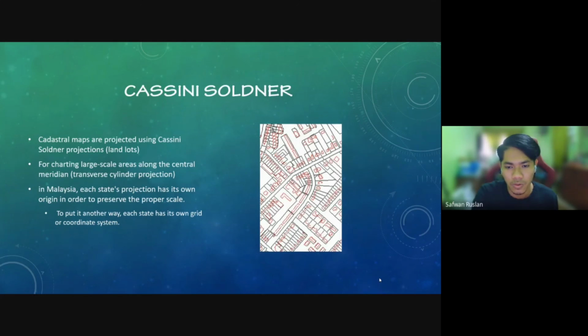As I mentioned before, each state in Malaysia has its own origin. This has made it difficult to create a national land base, especially with the development of the use of geographical information systems in Malaysia. So one alternative is to convert the projection from Cassini Soldner to the RSO projection, which is a national projection system. However, this conversion process sometimes shows distortion, resulting in some errors in the map. So that's all from our group. Thank you.